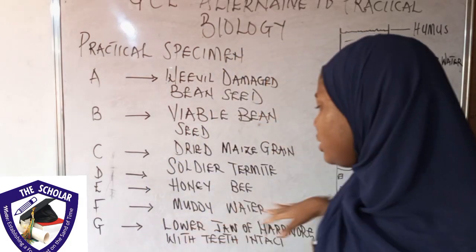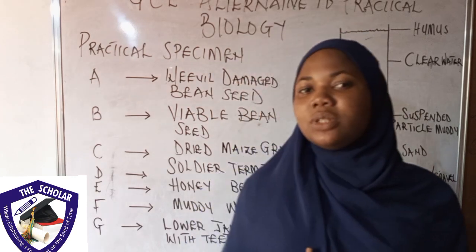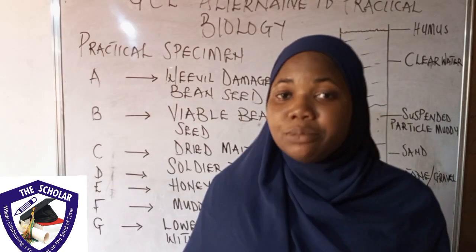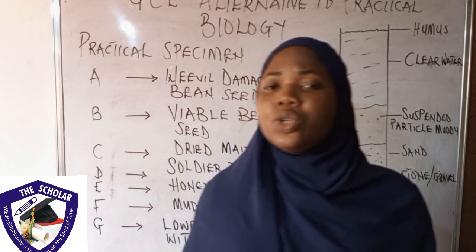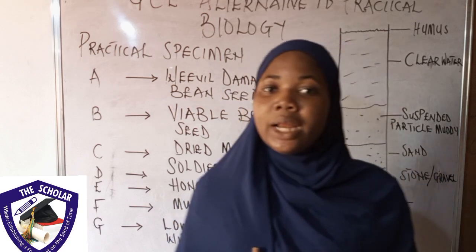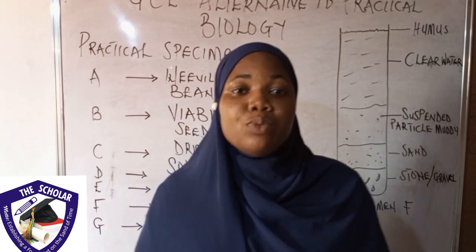You have what? Specimen F, muddy water. Now, if you say something is muddy water, that means water that is not clear, that has particles in it. And as we know, water is meant to be what? Colorless, odorless, and what? Tasteless. So if I have muddy water in a beaker, what are the things I should observe? What are the things I will see?